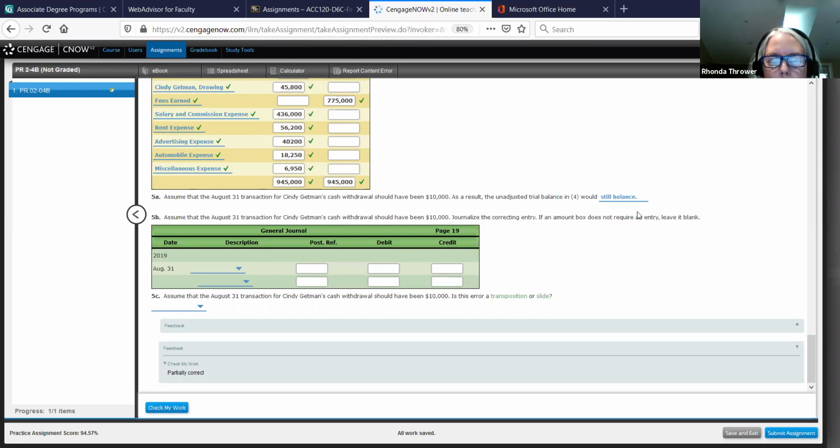So in this next part, it's saying, assume that on August 31st, the transaction for Cindy Getman's cash withdrawal should have been $10,000. Journalize the correcting entry. And so what we would have to do then is, if it should have been 10,000, we would need to add an additional 9,000 to the drawing account. So from the drop-down list, I would select drawing. I would put 9,000 up, not in the post reference. I would put 9,000 in as the debit.